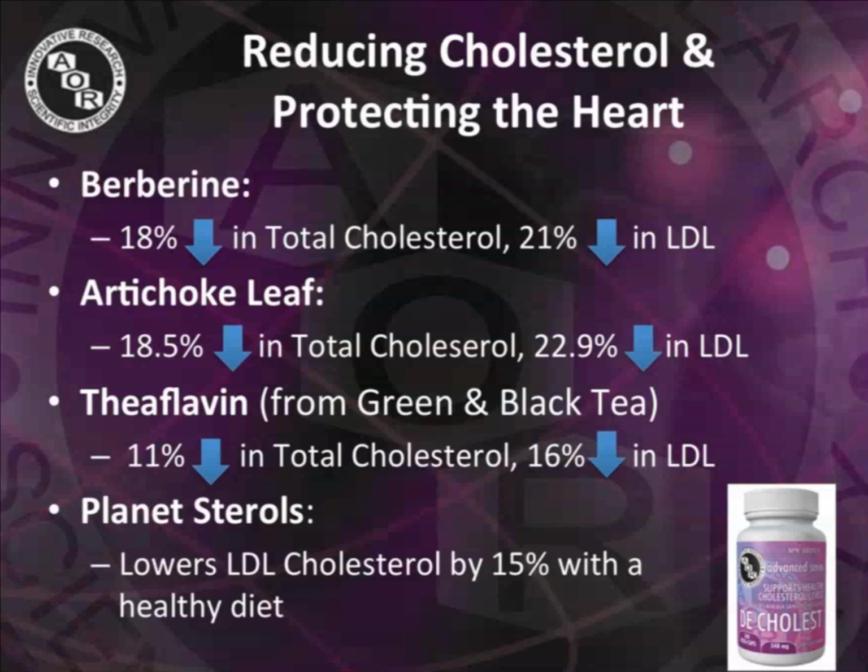Artichoke leaf, another effective reducer in total cholesterol. I see a spelling mistake there. Apologize for that. 18.5% reduction in total cholesterol, 22.9% reduction in LDL. And how artichoke works is it enhances the production of bile from our liver and the flow of bile from our gallbladder. Since bile is very high in cholesterol, this increased flow and production of bile helps to eliminate cholesterol through our body through something called enterohepatic recirculation, and then the end point is it's sent out through our bowels.